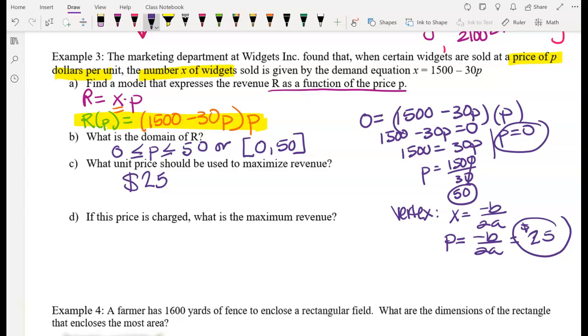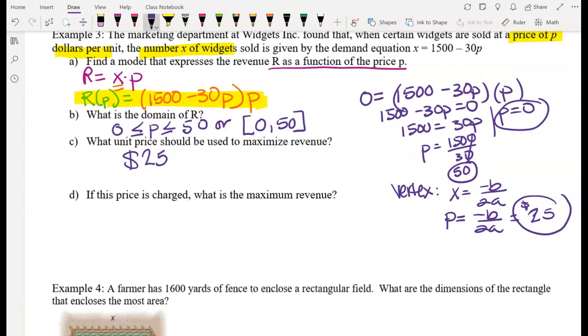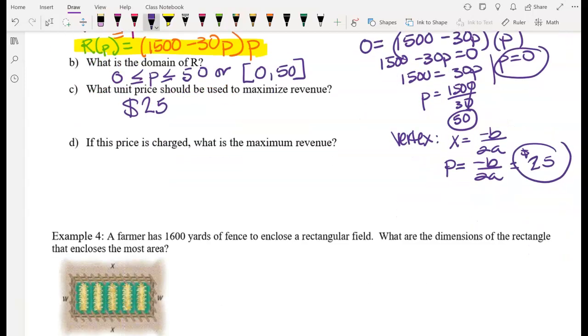If this price is charged, what is the maximum revenue? We don't really have to do any work, students, because we graphed out the revenue, and the ordered pair at the top, the vertex, is 25, 18,750. So 18,750 is going to be the max revenue that we can collect. Okay, $18,750.